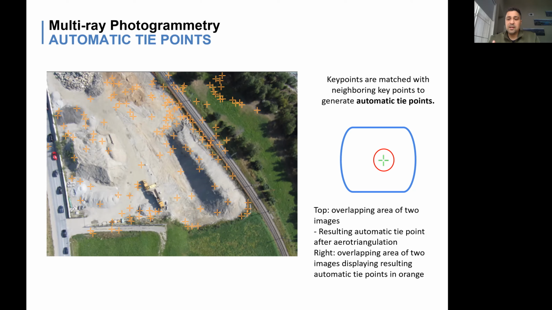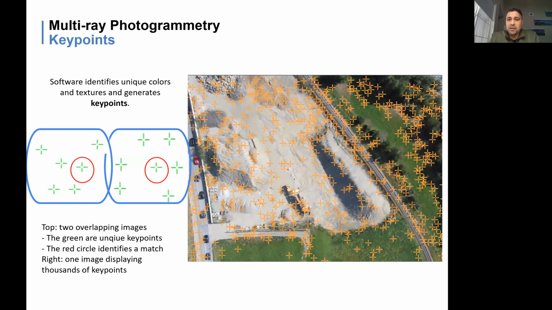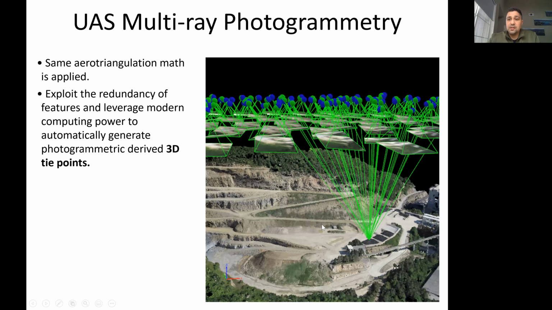So this is the resulting automatic tie point after the aerial triangulation, and the overlapping area of the two images. The left side is showing, notice there's a lot fewer of those orange crosses, right? Because inherently, there are going to be fewer automatic tie points than there are key points. That's normal, and that's fine. That's the result of what we're seeing here. Let me back up one second. This here is more than just the automatic tie points, although originally, from the beginning, yes, it was.